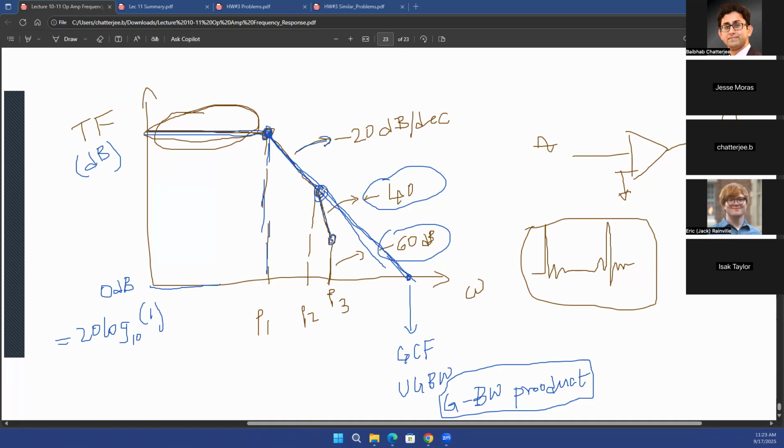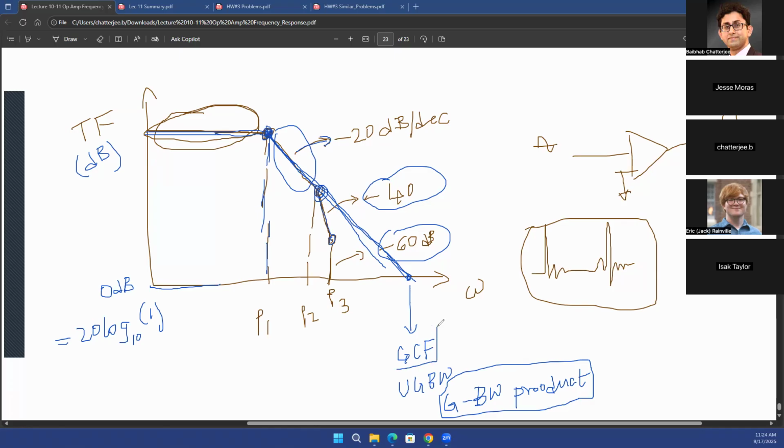However, if this is a second or third order system, your gain bandwidth product, which is the multiplication of this gain and this bandwidth, will not remain the same after that, right? After the second pole or third pole. Only in the region where you have minus 20 dB per decade, your gain bandwidth product will remain the same, or your gain times frequency will remain the same.